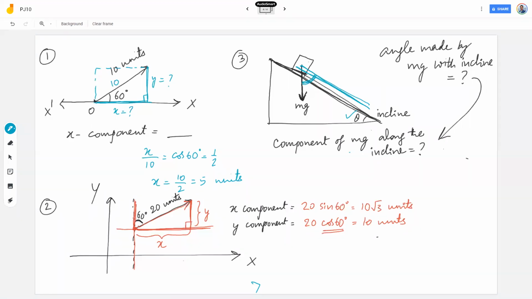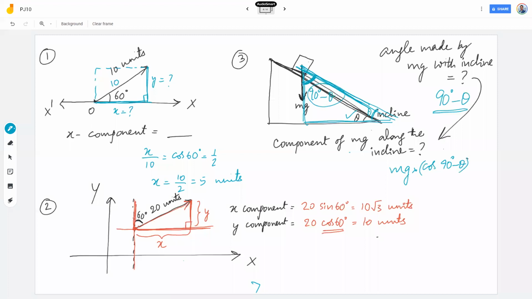Please see this. So mg is vertically downwards. Incline is this line. Angle made by mg with incline is this angle. So if you draw an imaginary diagram, complete a right angle triangle like this, you know that this is theta. Then this will be 90 degree minus theta. So what is the angle made by mg with incline? 90 degree minus theta. So then the component of mg along the incline would be mg into cos of 90 degree minus theta.